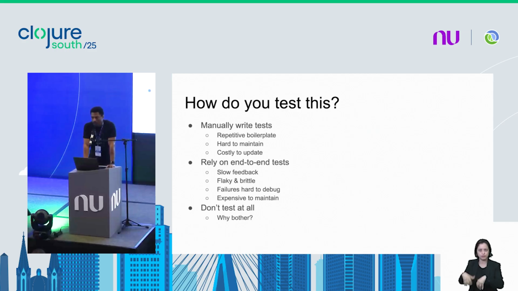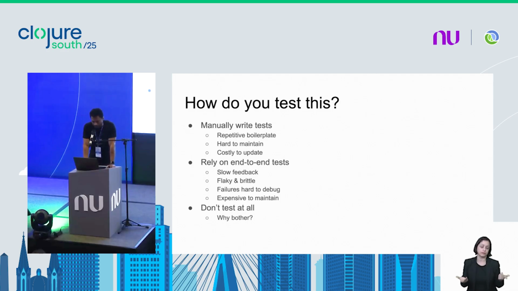Most of the places I have worked do one of these three things. Either we manually write tests at integration or unit level, so we have repetitive boilerplate for each one of these test cases. If this dependency dies, if you have this kind of partial failure, this should happen. And we end up with a huge number of tests. It's very hard to maintain, costly to update.